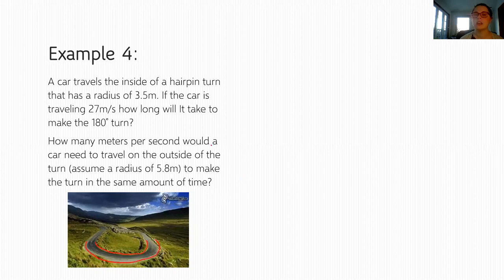Okay. If the car is traveling 27 meters per second, how long will it take to make the 180-degree turn? So that's part one. That's the car on the inside. Then I want to know what speed, in meters per second, a car would need to travel if it was going around the outside of the turn?